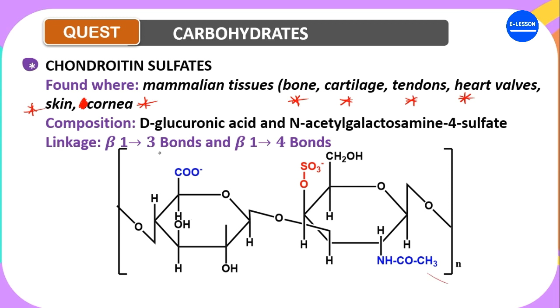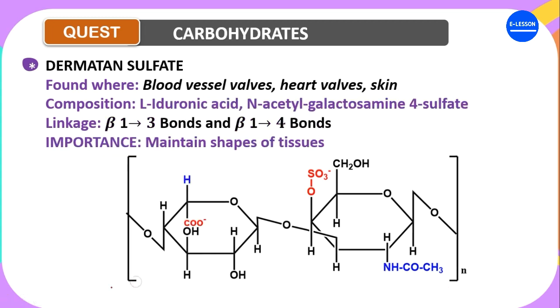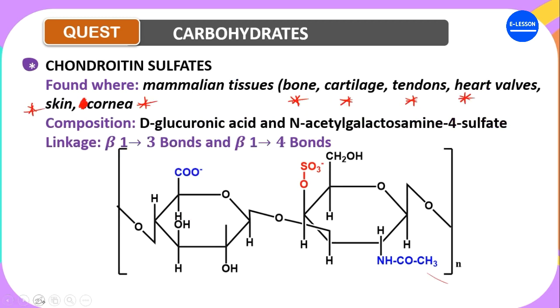So this is the composition. It is composed of D-glucuronic acid. Of course, we know that this is D-glucuronic acid, right? And then N-acetyl galactosamine phosphate.